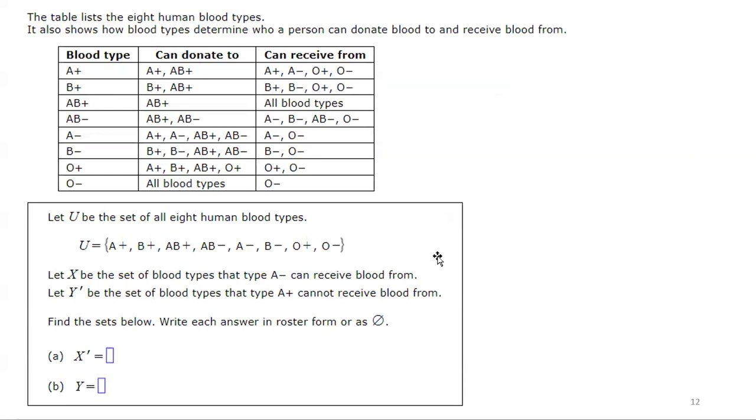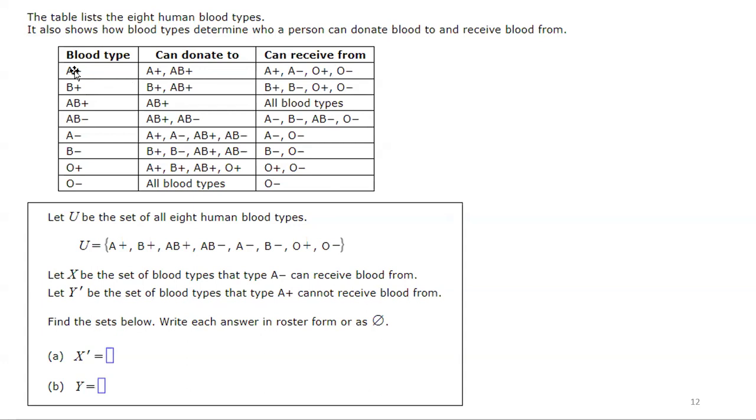It says here the table lists the 8 human blood types. It also shows how blood types determine who a person can donate blood to and receive blood from. Here's our table. These are the blood types. The second column tells us who they can donate to, and the third column tells us who they can receive blood from.